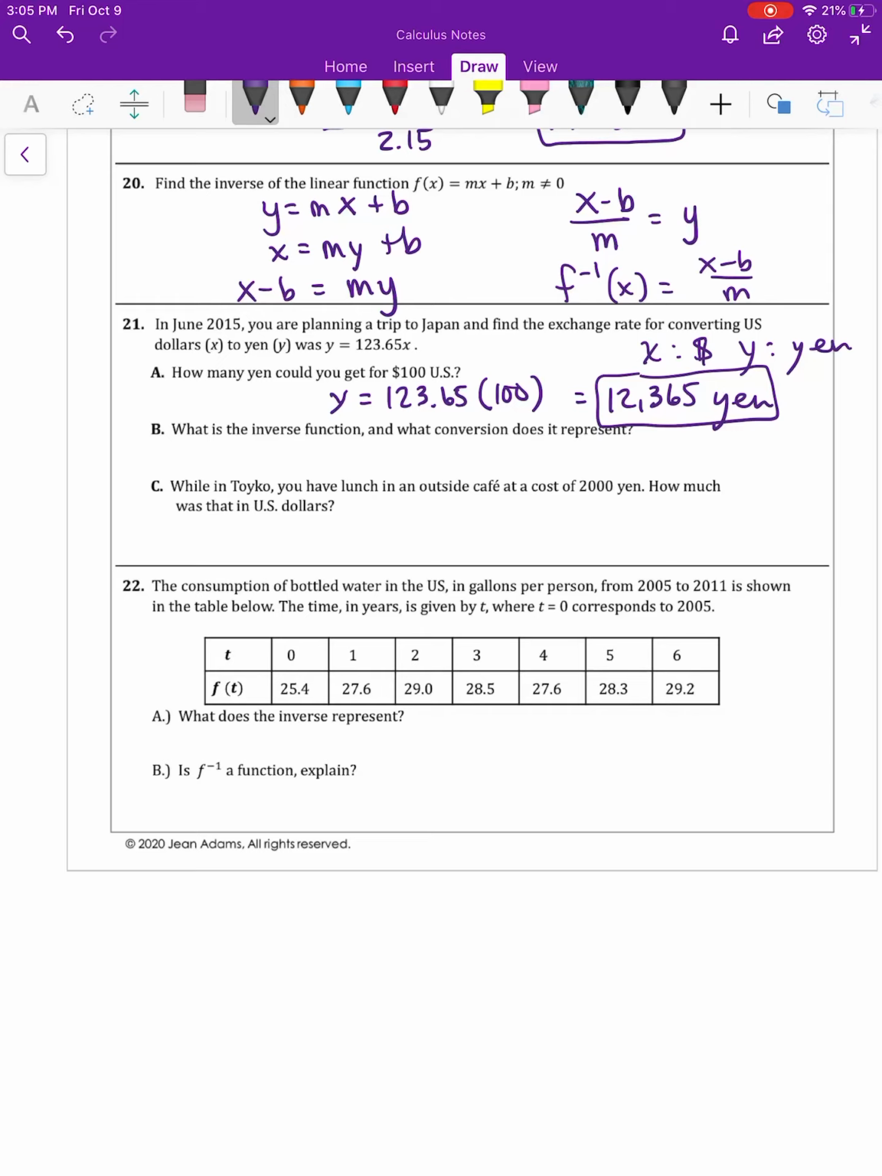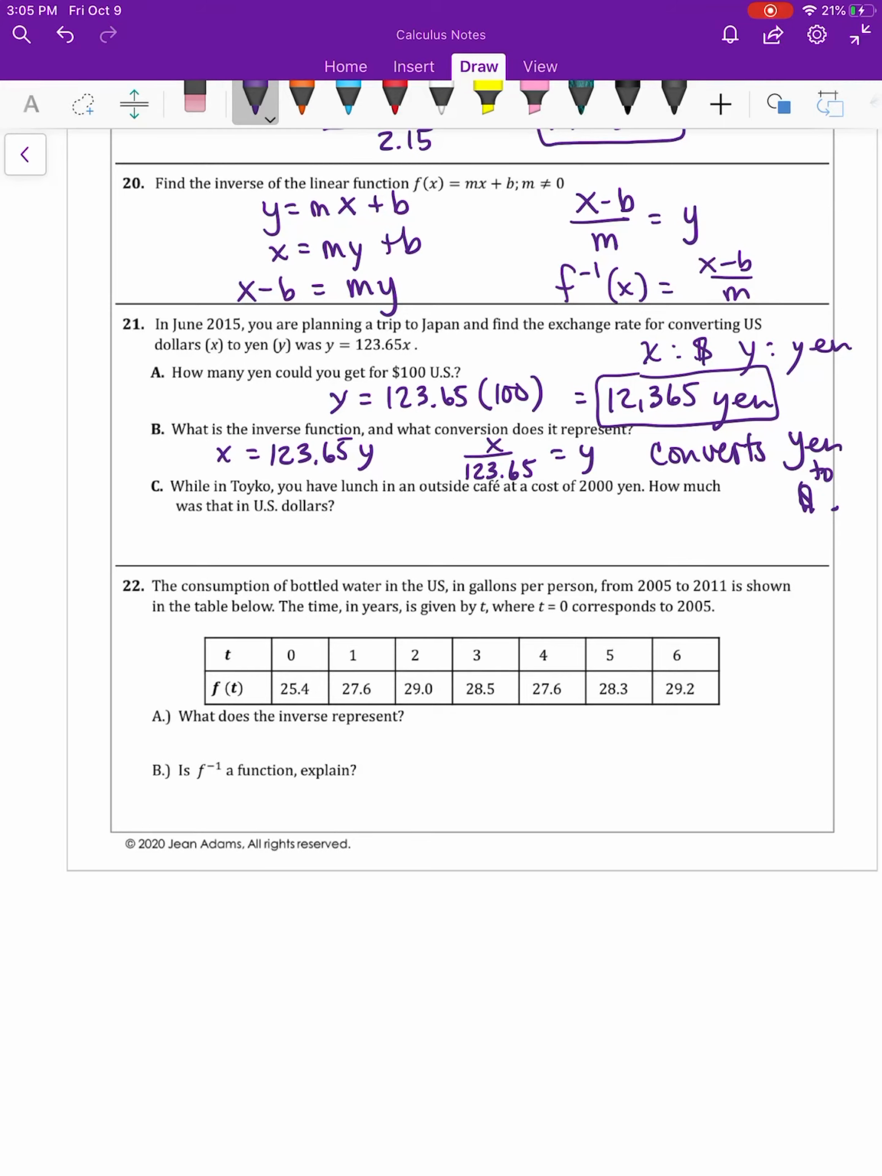What is the inverse function and what conversion does it represent? So the inverse function, you change your y to an x and you change your x to a y and solve. So x over 123.65 is my y. And that is going to convert yen to dollars.